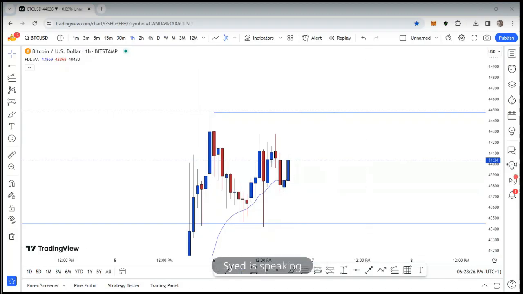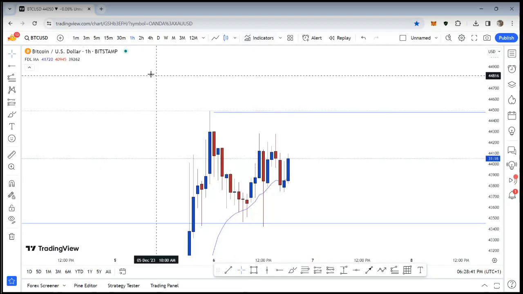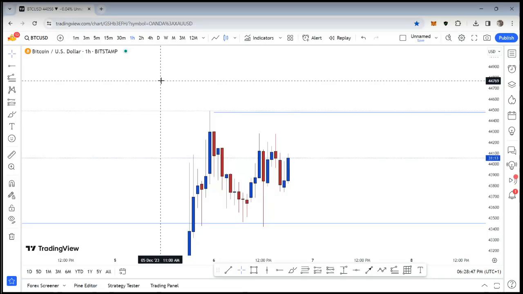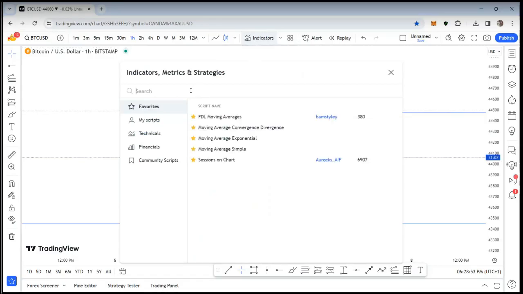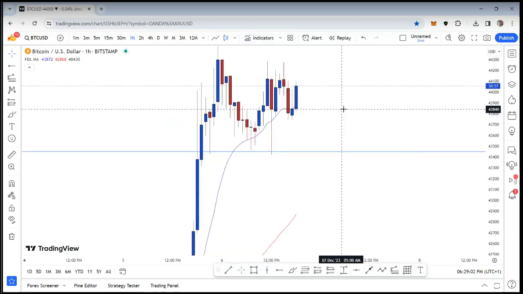Also, another part is the FDL moving average indicator. Do you have any separate setting or is it as it is? What do you mean? I was asking that for the moving average, do you have any settings separately or the default one? Okay, let me show you guys where I got it from. I got it from Fibs Don't Lie. If you go to your indicators, what I want you guys to search is Fibs Don't Lie, FDL moving average. You see it here? So you just click on it, and then it appears. Okay, perfect.